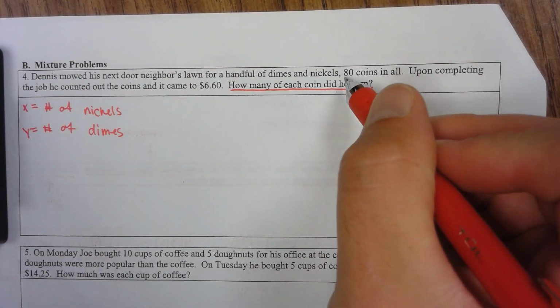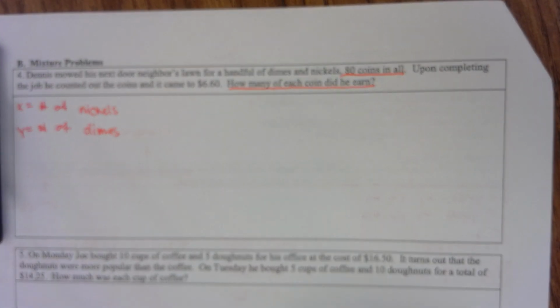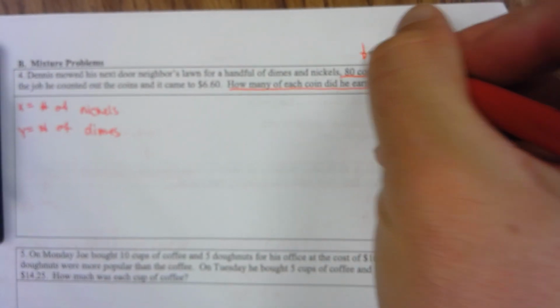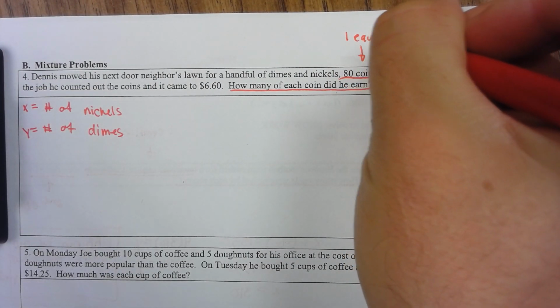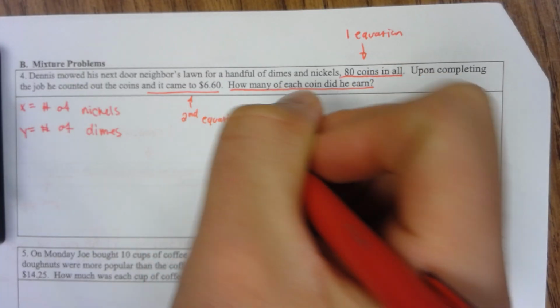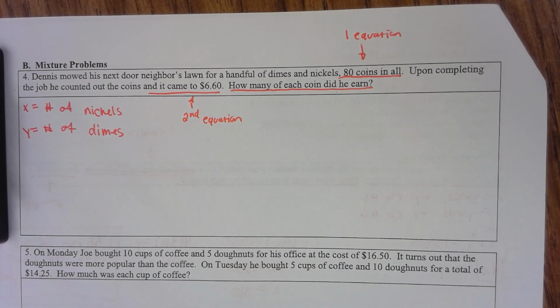Now, again, I'm going to go through and underline the pieces that are indicating some kind of equation. So one being the 80 coins in all. So this is one equation. And then upon completing the job, he earned $6.60. So this is our second equation. Something related to the actual value of each type of coin as well.